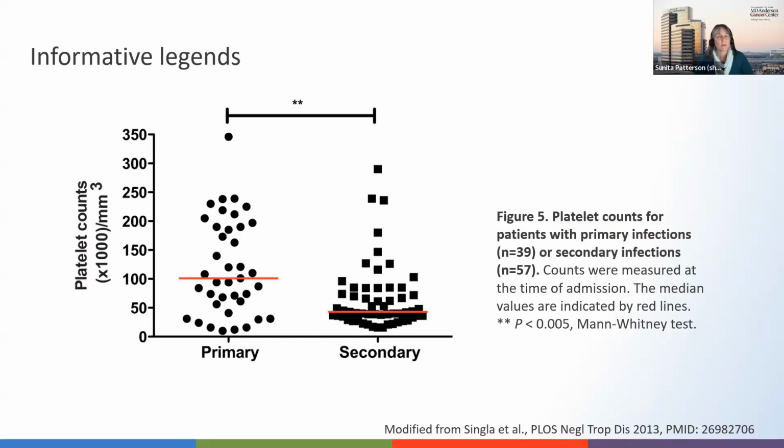One more example. This is a dot plot, and the legend starts with a bold title summarizing the figure content. Platelet counts for patients with primary or secondary dengue infections. It includes the number of patients in each group. The legend then states when the data were collected. It explains that the red lines in the figure represent the median values. And it provides a p-value and the statistical test used. So this is a concise but informative legend.